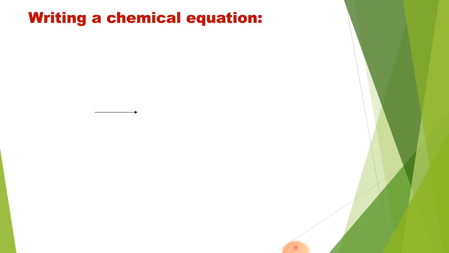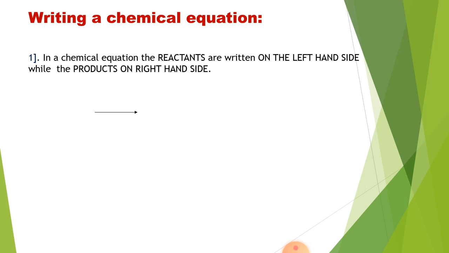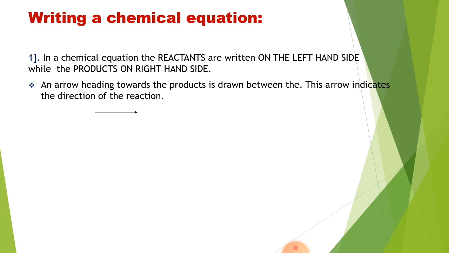Then how do we write a chemical equation? Now this is a very important topic, you have to pay attention to it. So now let's see, writing a chemical equation. First point is, in a chemical equation, the reactants are written on the left hand side while the products are on the right hand side. An arrow heading towards the product is drawn between them, and this arrow indicates the direction of the reaction.